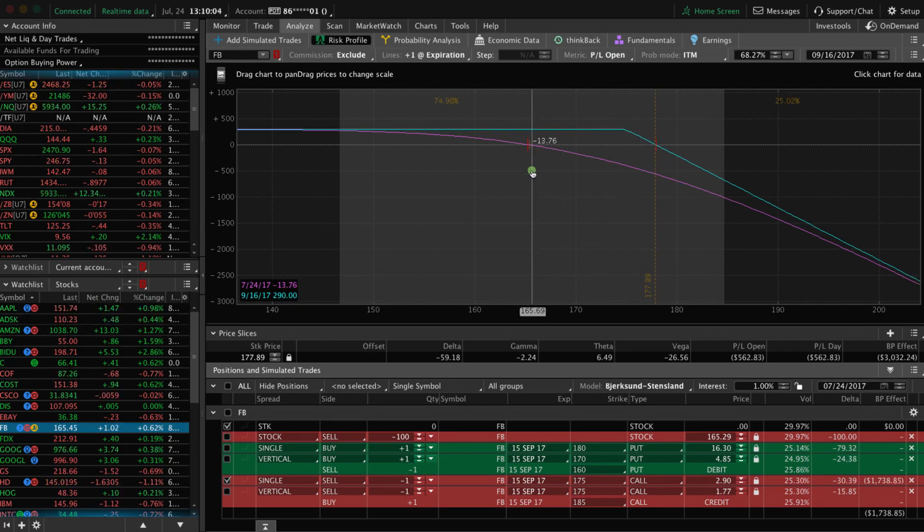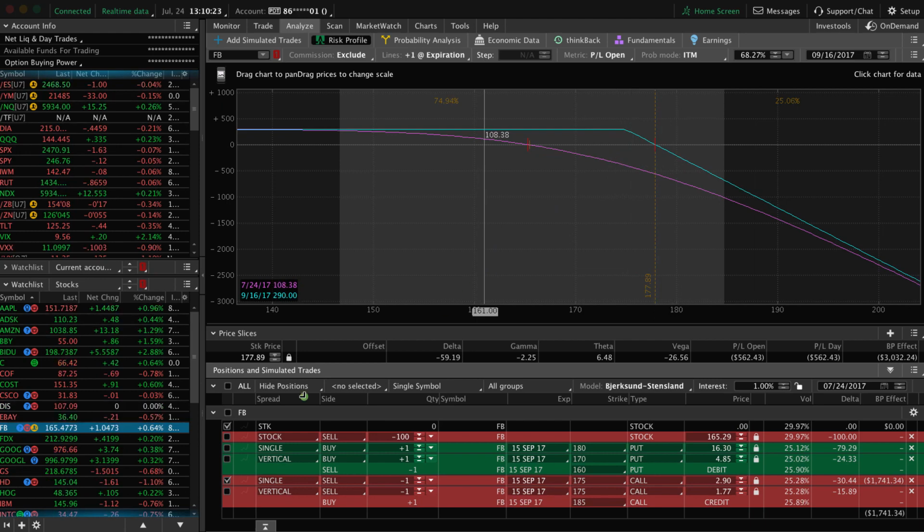Now, if Facebook continues to explode to the upside, that's where our risk lies. You can see this risk, and you can see the potential loss depending on how high Facebook got. So you're trading off that high probability of success for that upside risk.